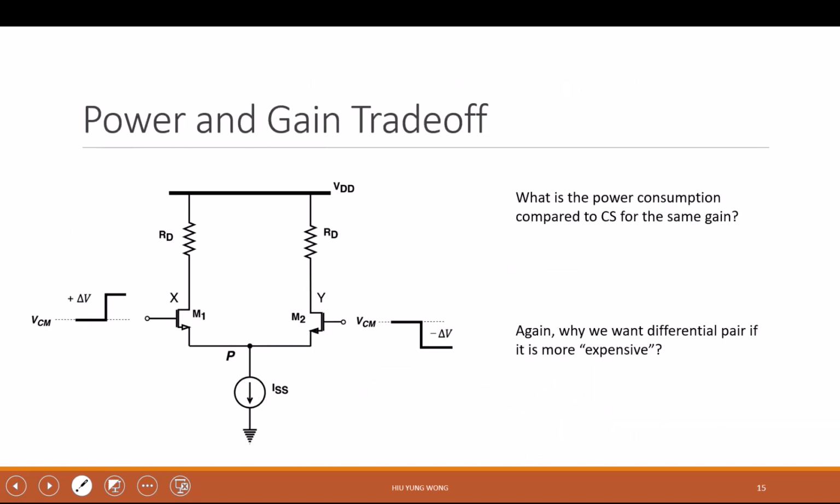And how about the power consumption? Let me just quickly see. The power consumption is going to be 2x more, right? But the gain is the same, right? But why do we do this expensive way? Same gain, but more power consumption? Huh? Yes, to reject the noise.